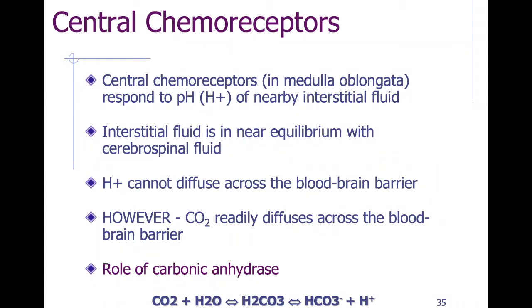Hydrogen ions cannot actually diffuse across the blood brain barrier, though, but carbon dioxide can. So we have to do this conversion between carbon dioxide and hydrogen ions to be able to move these signals and these levels around in our body. And this is through what's called our bicarbonate equation, and we're looking at the role of carbonic anhydrase in it.